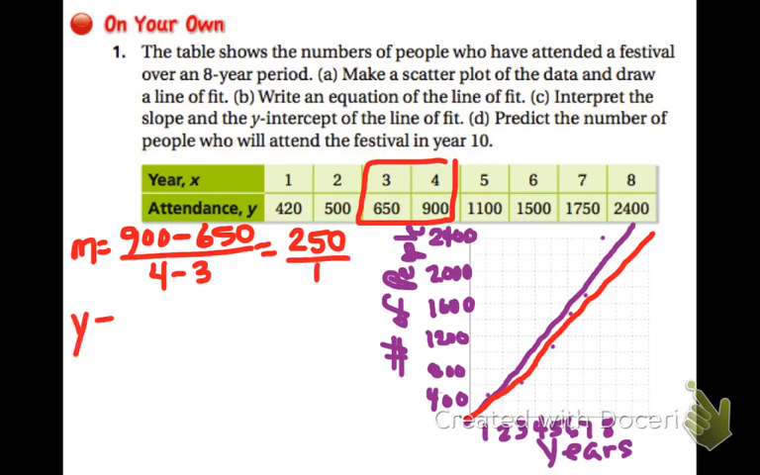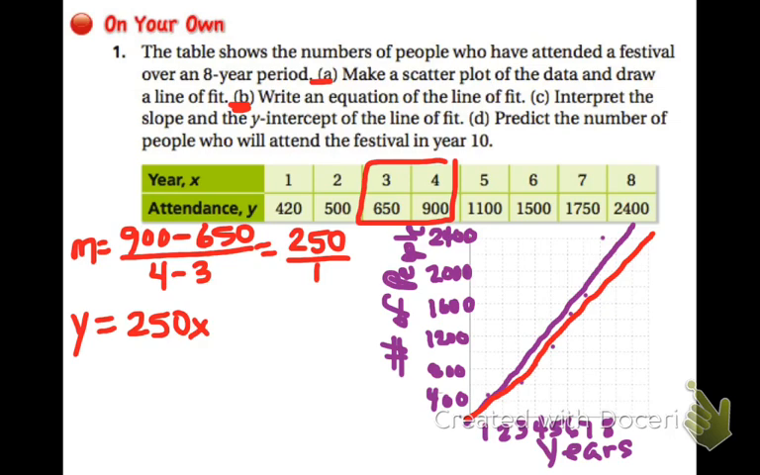So y would be equal to, in this case, 250 would be my slope. And note that in this type of situation, what fits the context of the problem is that no people attended this festival when it didn't exist. So this makes it a 0, right here, so that we have y is equal to 250x because our y-intercept is equal to 0. So that's A, we did our scatter plot, we wrote our equation.